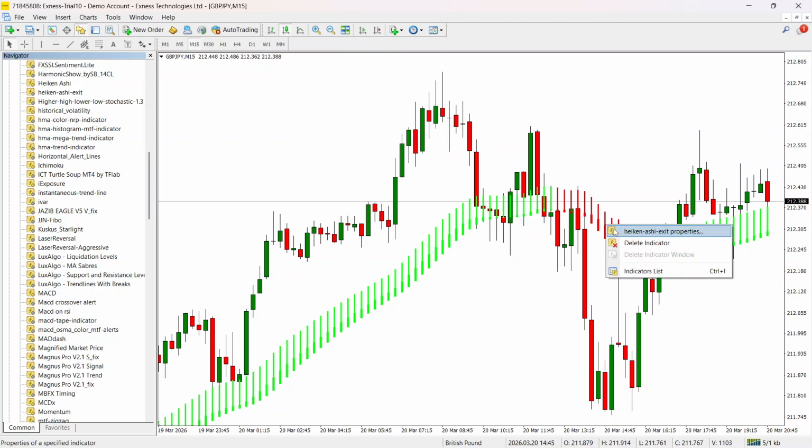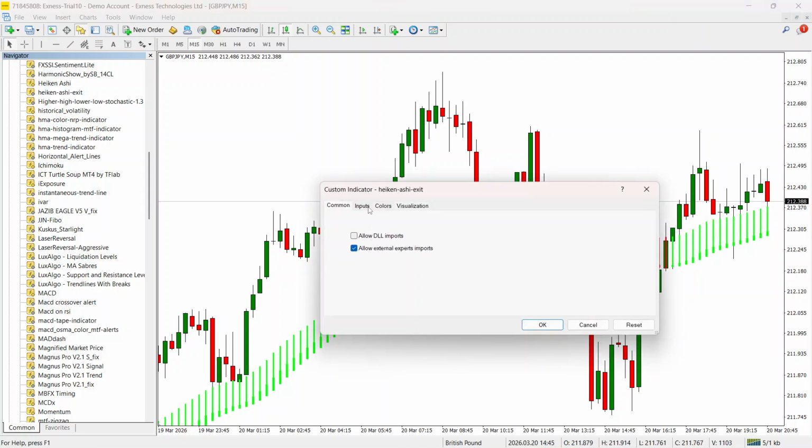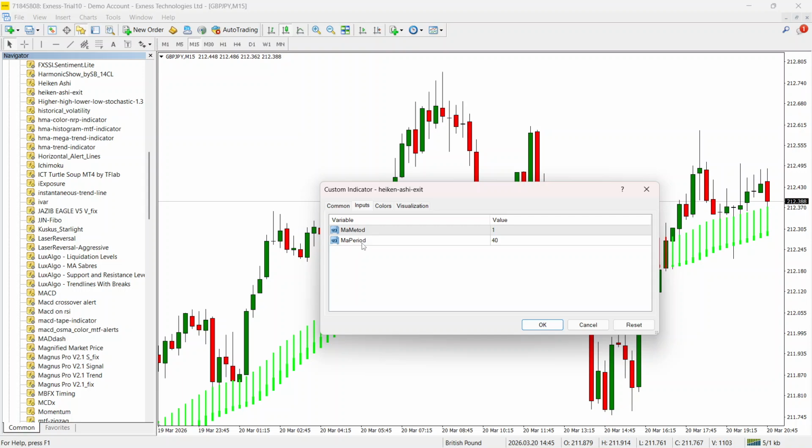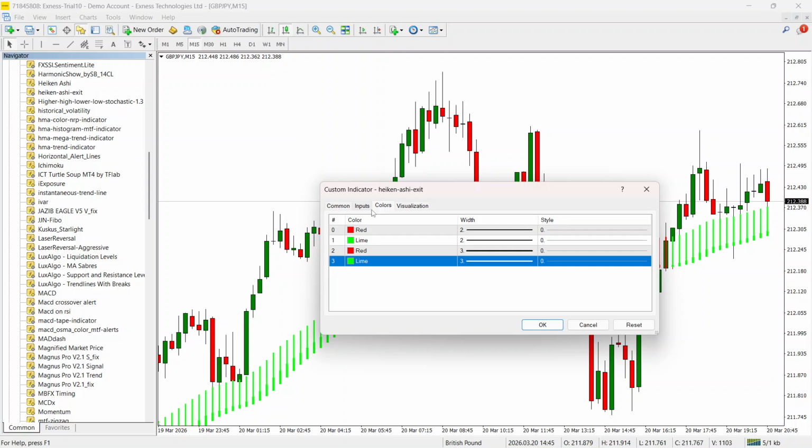Now if we move over to the settings, we have its period, that is the moving average period, and the MA method. These smoothing factors are used in the Heiken Ashi calculations and threshold that determines when an exit condition is recognized. You can also customize the marker styles and colors so exit signals stand out.